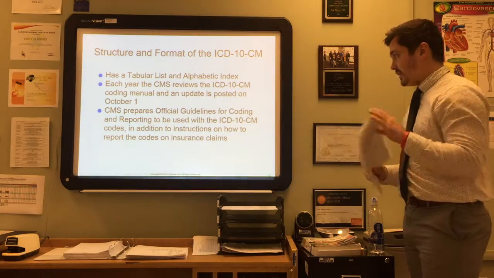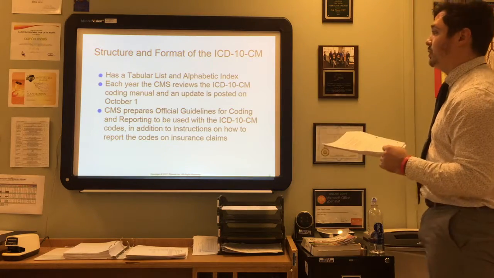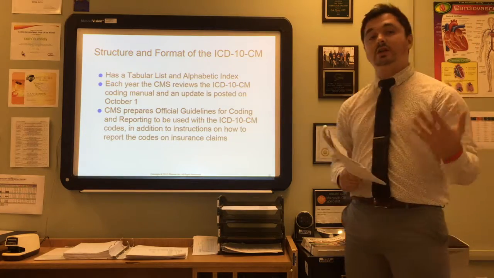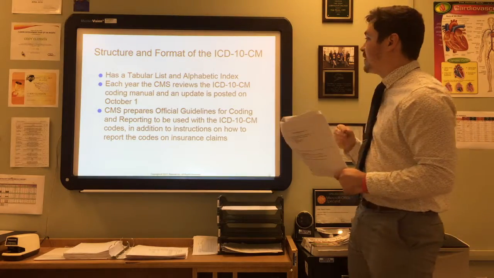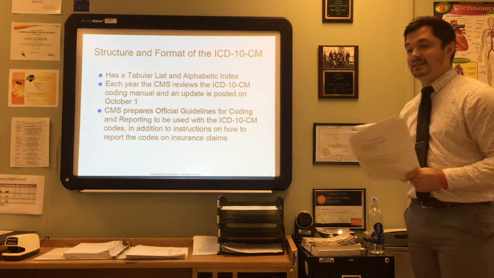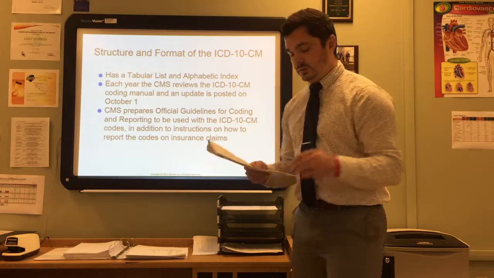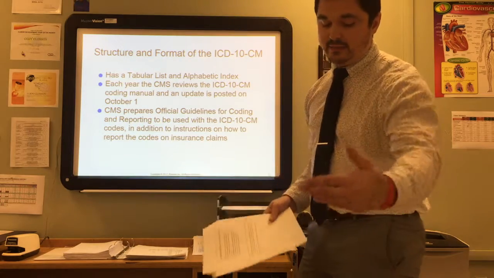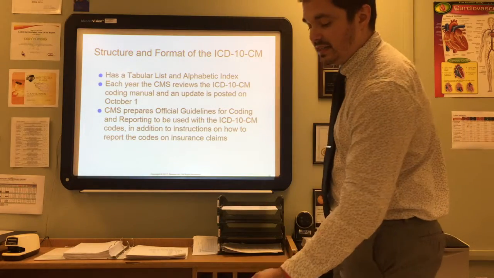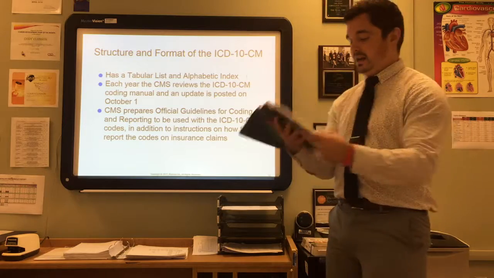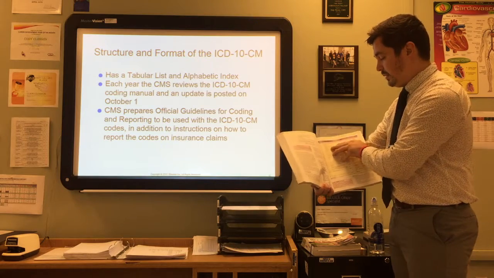Each year, CMS, the Centers for Medicare and Medicaid Services, reviews the ICD-10-CM coding manual, and an update is posted on October 1st with any new diseases or changes they need to make. CMS prepares official guidelines for coding and reporting to be used with the ICD-10-CM codes, in addition to instructions on how to report the codes on insurance claims. If you look on page 259, it takes up probably 3/4 of the page. Look at table 14.2 to see the ICD-10 code tabular list of diseases. Basically, they show you that there are 21 different tabular lists here, and it gives you an example of each one.